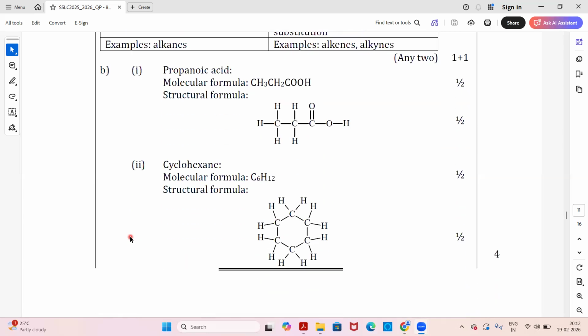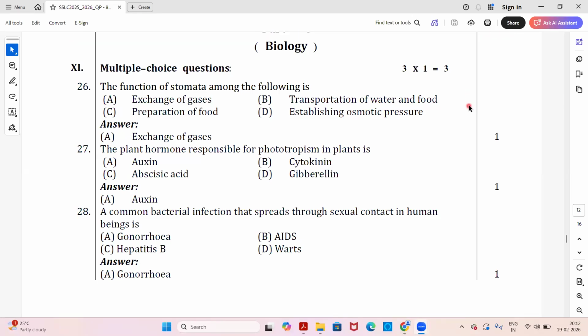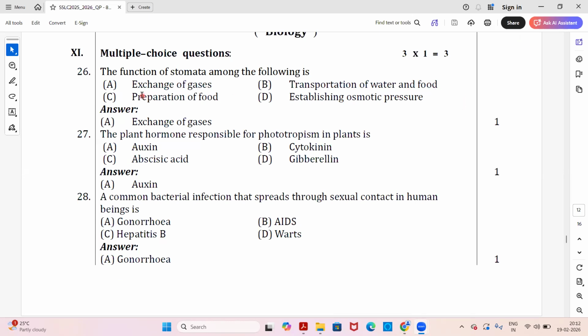Okay, so this is all about our section B, that is chemistry. Now we'll move to section C, that is biology. So you heard, this is part C, biology. We have multiple choice questions again. Each section starts with MCQs. So the first one: the function of stomata among the following is option A, exchange of gases.